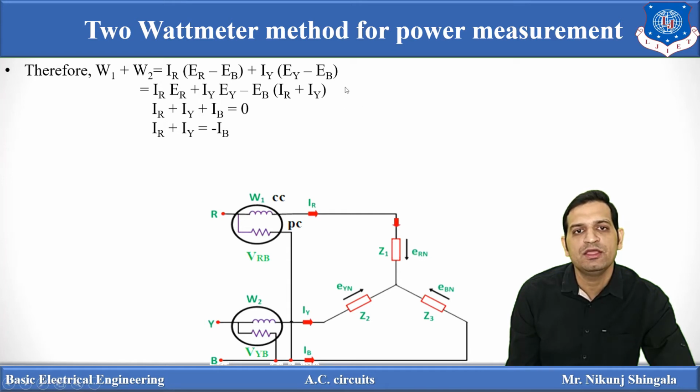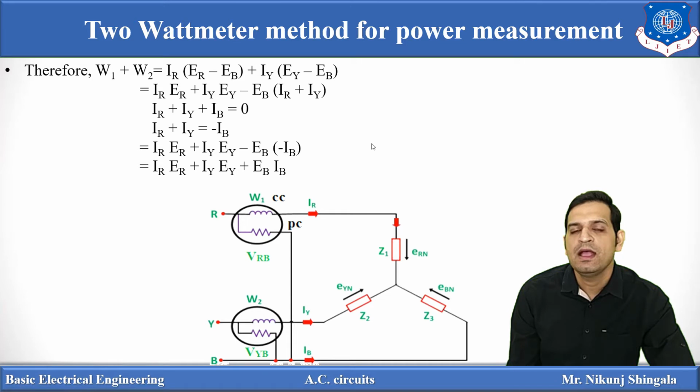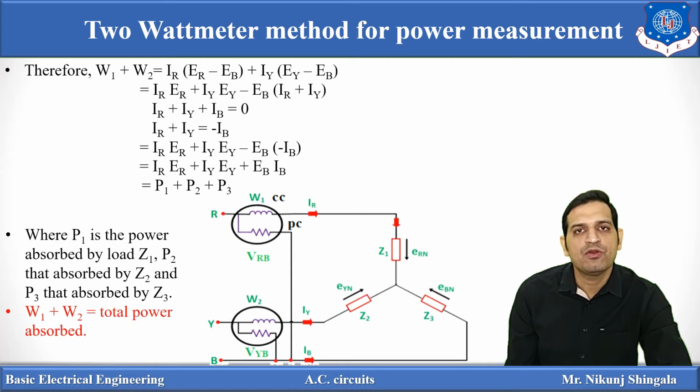Now putting this value in the expression, we get W1 plus W2 is equal to IR ER plus IY EY minus EB in bracket minus IB. If we solve this, we get IR ER plus IY EY plus EB IB. So we can write W1 plus W2 is equal to P1 plus P2 plus P3. Here P1 is the power absorbed by Z1, P2 is the power absorbed by Z2, and P3 is the power absorbed by Z3. So W1 plus W2 is the total power absorbed in this circuit. Here we can say only two wattmeters can be used to measure the power in a three-phase circuit.